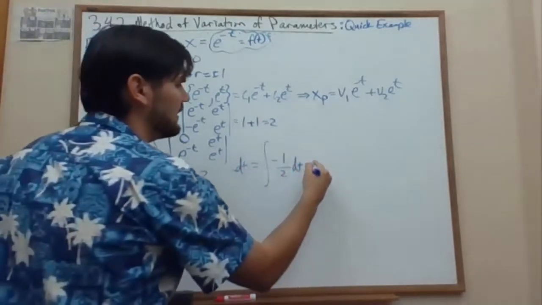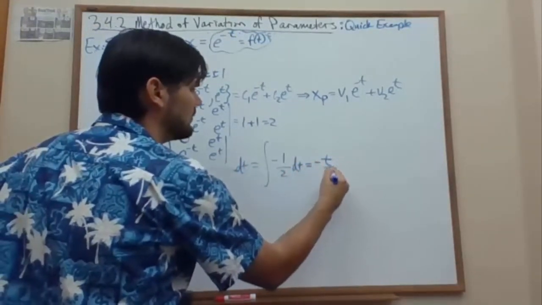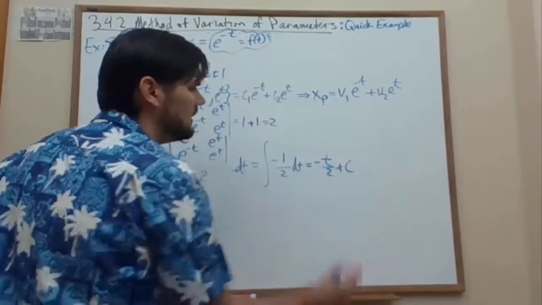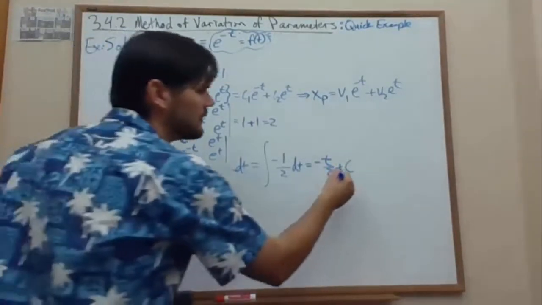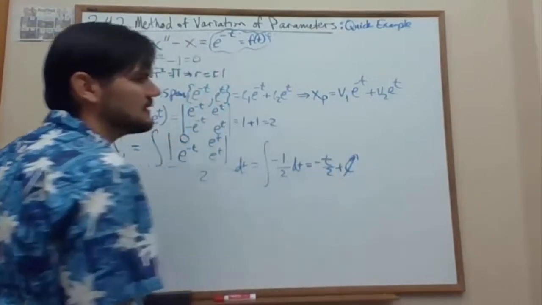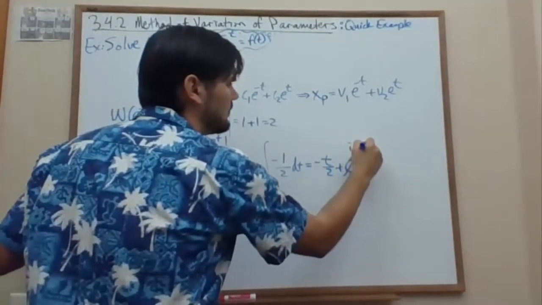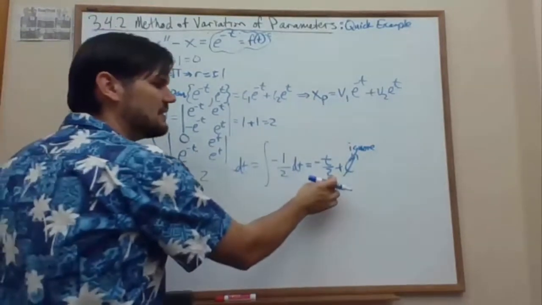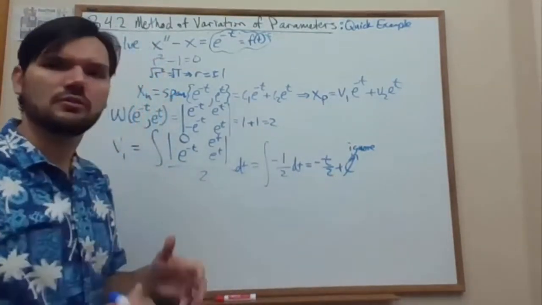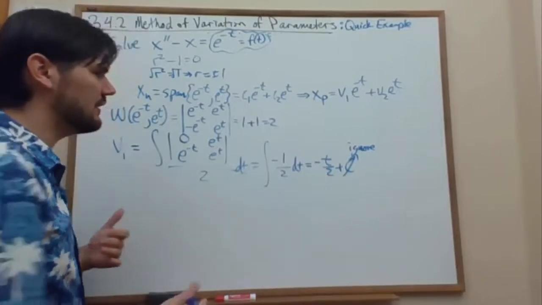Okay, so that's the ratio of the two Wronskians, negative 1/2. And then we integrate that. We get a negative t over 2. Now that has a plus c, but because this is a helper function, we only need one of them. We're going to ignore that plus c. We choose the simplest version, just like the integrating factor.